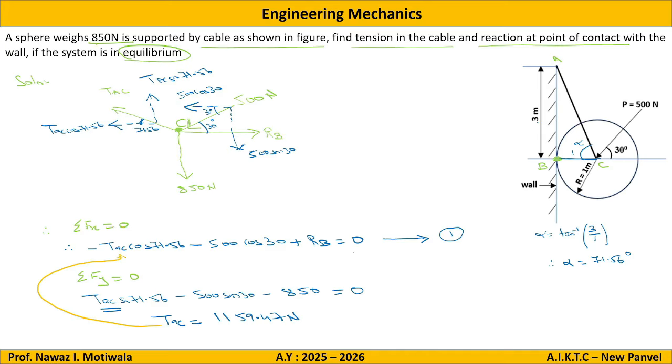Once we get the value of TAC, we'll put this value of TAC here in this equation. Now if you observe there is only one unknown, that is RB. So once you solve it in your calculators, you should get the answer for RB as 799.76 newtons. Okay, this completes the solution.